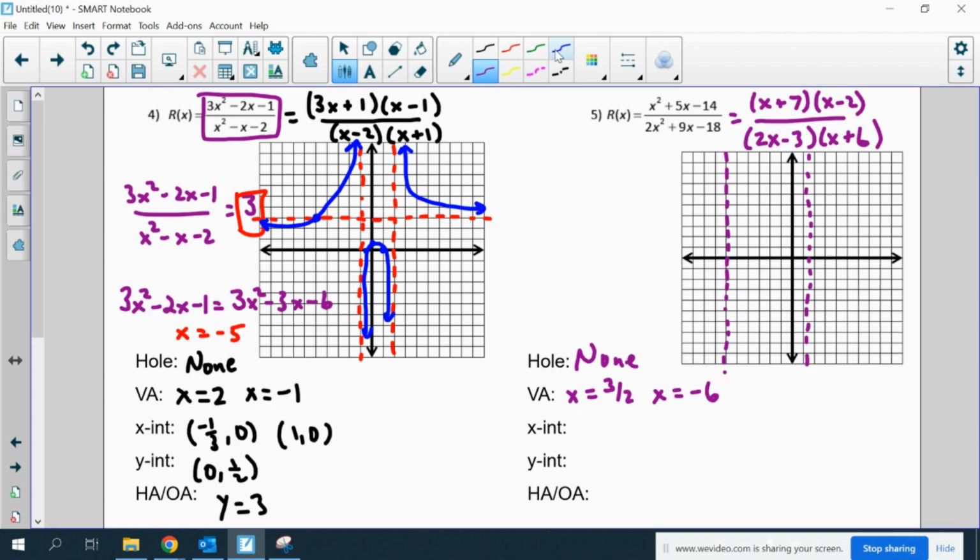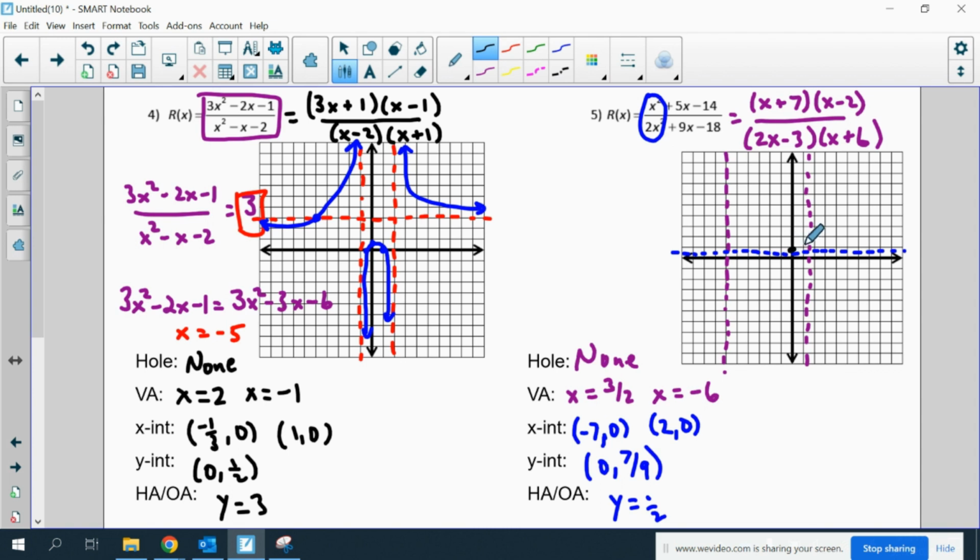x-intercepts are where only the numerator is equal to 0. So that's going to be at -7, 0, and 2, 0. Y-intercept is what happens when you sub in x equals 0. So you get -14 over -18, which is 7/9. Horizontal asymptote is going to be y equals 1/2, and that's because when you look at the leading coefficients, since the powers are the same, you get 1 over 2. So put 1/2 in.